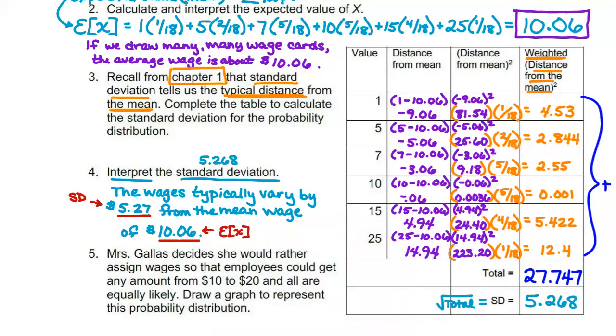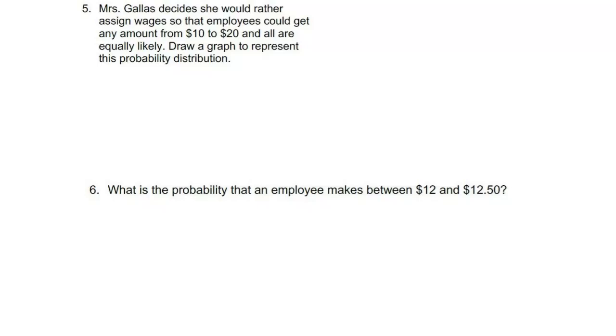All right, I said we were going to answer question 5. So Mrs. Gallus decides she would rather assign wages so that employees could get any amount from $10 to $20, and all are equally likely.